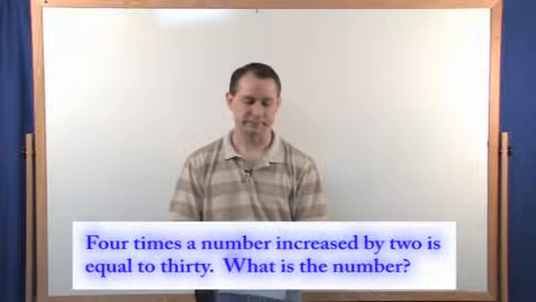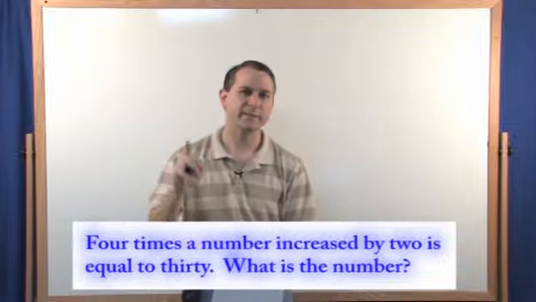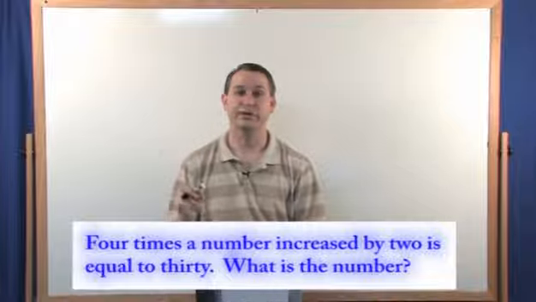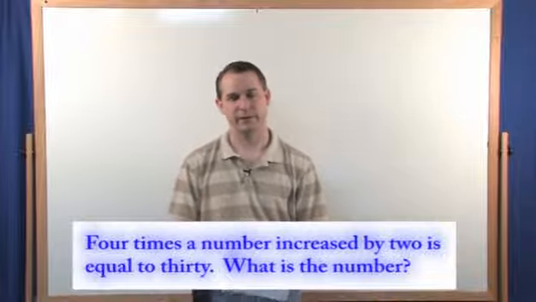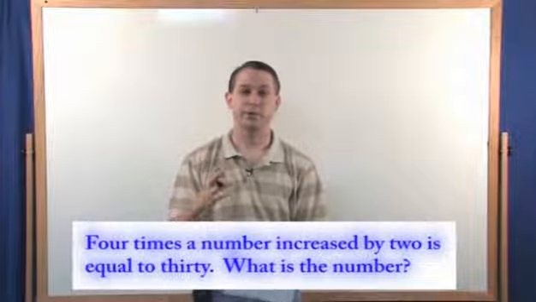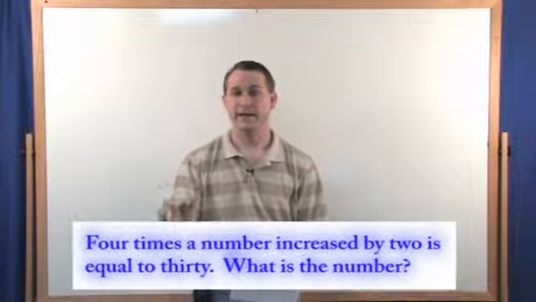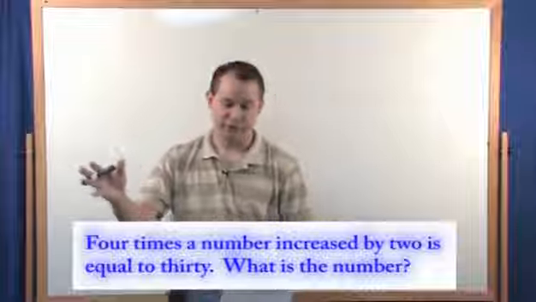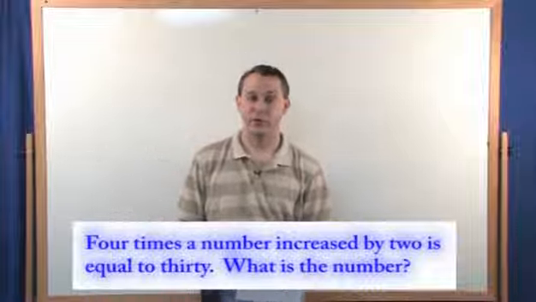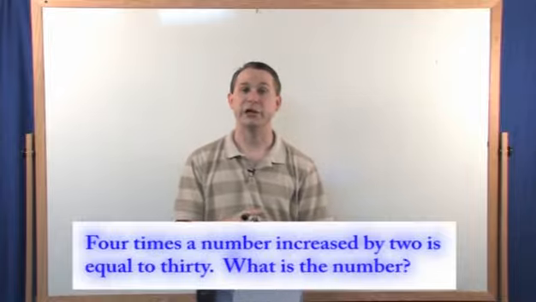So let's read it one more time. 4 times a number increased by 2 is equal to 30. What is that number? So we have a number, that's what we're trying to find, and we multiply it times 4. And then we take that thing and add 2 to it, and then the resulting answer should be equal to 30. And what we're trying to do is find that number.